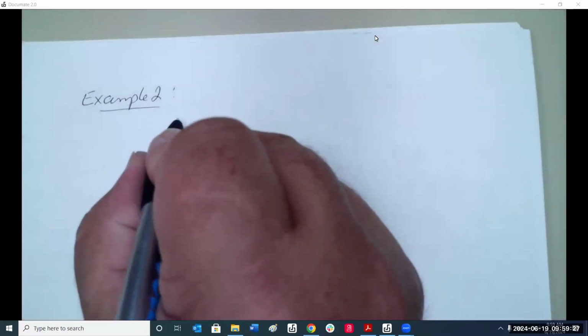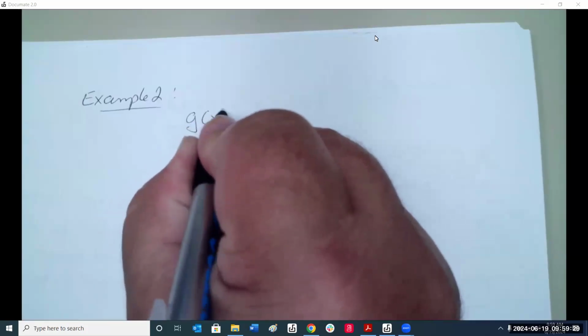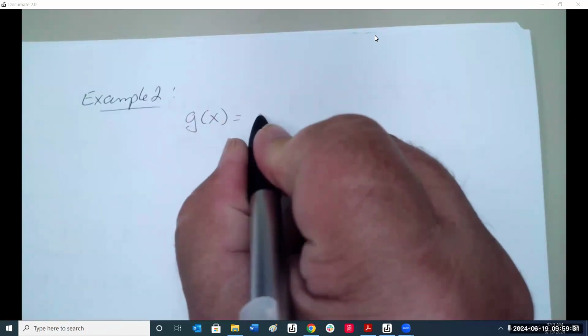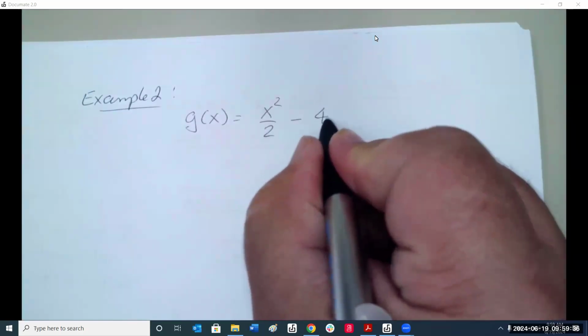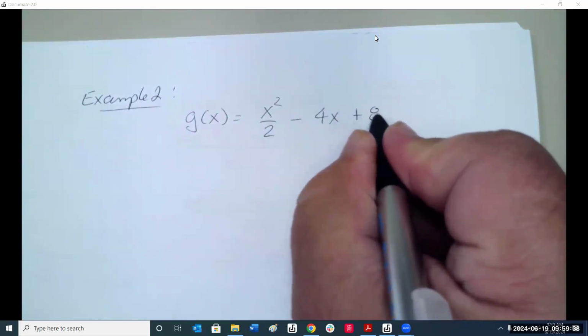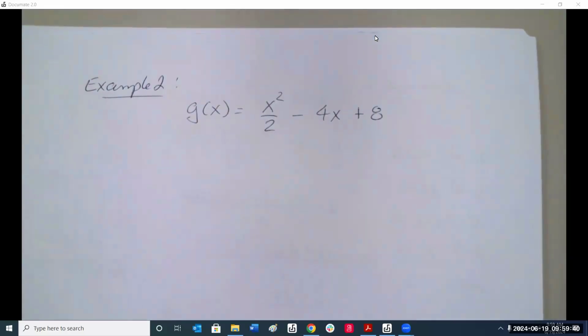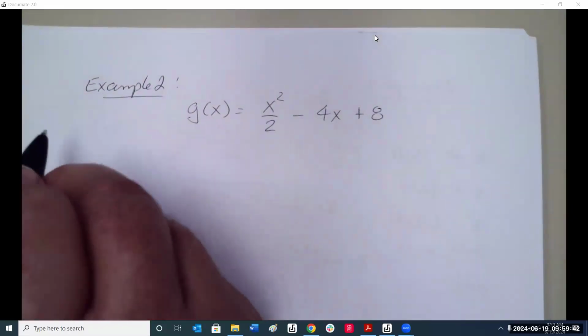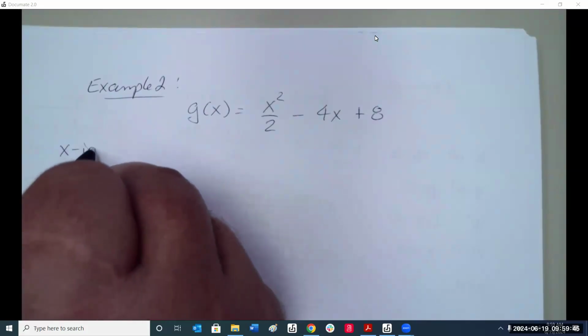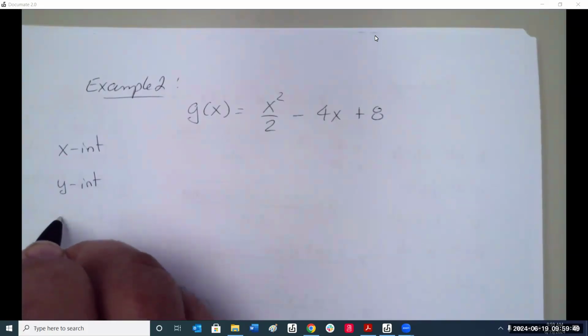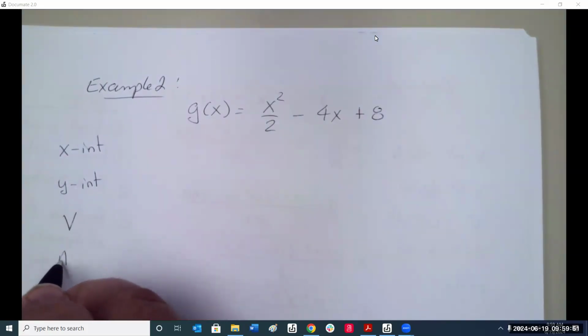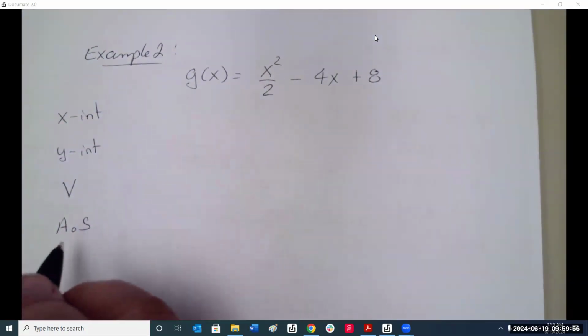Example 2. g(x) is equal to x squared over 2 minus 4x plus 8. Same stuff. Let's find the x-intercepts, the y-intercept, the vertex, axis of symmetry, and a point.